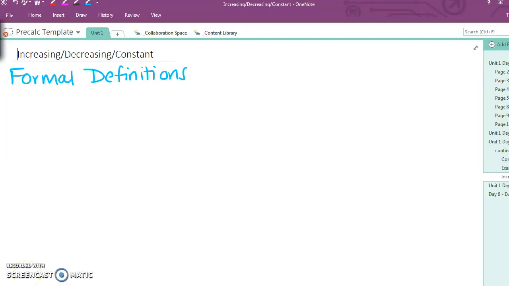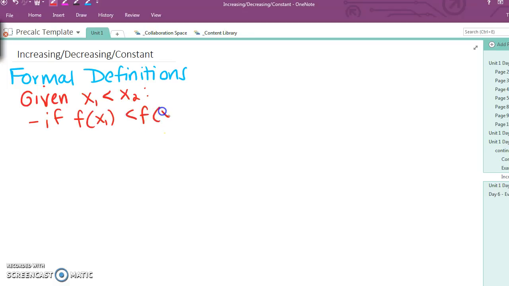We're going to review some formal definitions here. So for the first one, if I'm given that one x value, or x sub 1, is less than x sub 2, there's a couple things that can happen. The first one is that if f of x sub 1 is less than f of x sub 2, then your function is said to be increasing.